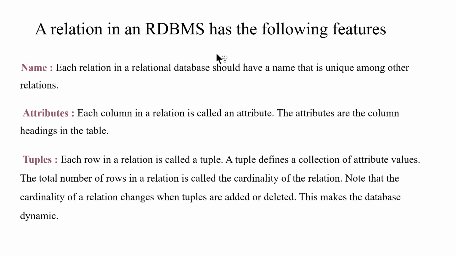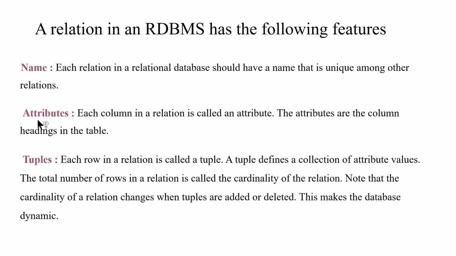A relation in an RDBMS has the following features. The first one is name. Each relation, that is each table in a relational database, should have a name that is unique among other relations. This indicates that two relations cannot have the same name.